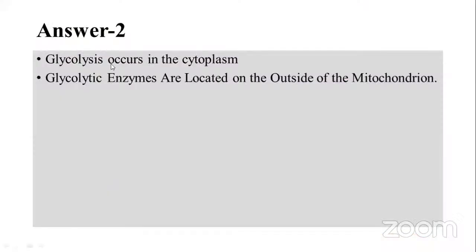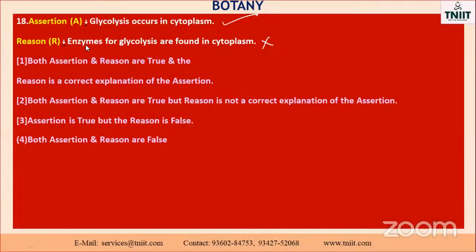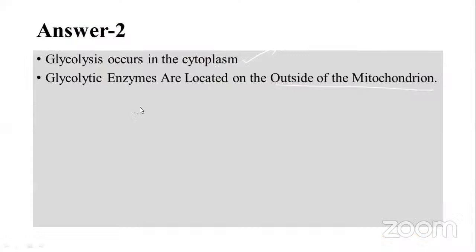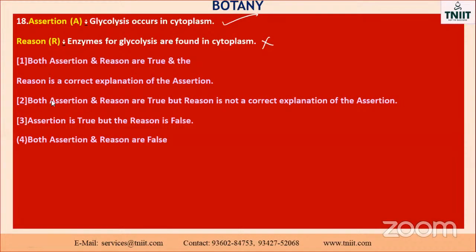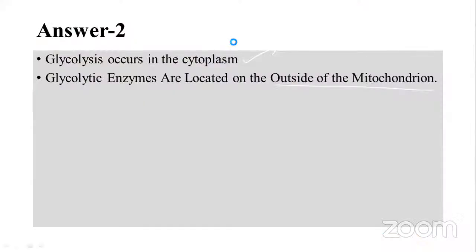So the answer is which one? See the option: glycolysis occurs in the cytoplasm. Already we told you, cytoplasm, because the glycolytic enzymes are located outside the mitochondrial membrane. Here they said the enzymes of glycolysis are found in the cytoplasm only, so that will not come here. So the second one is the correct one. Second means both assertion and reason are true, but the reason is not a correct explanation of the assertion. Okay, go to the next one.